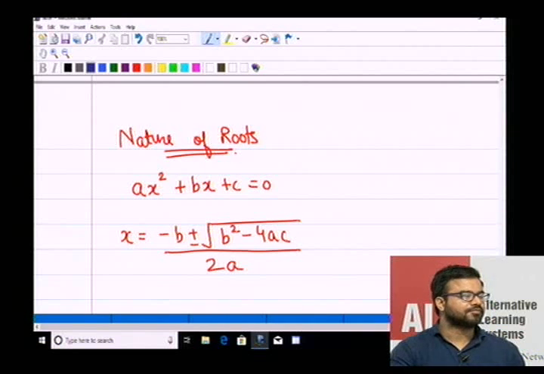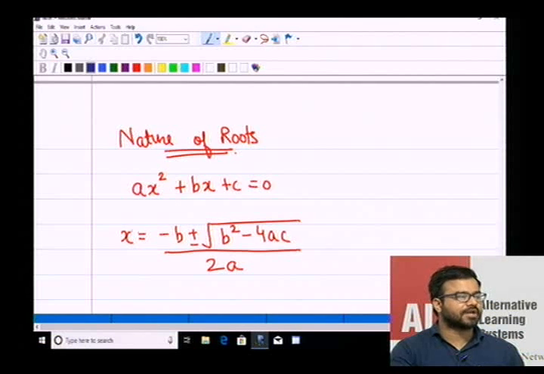Okay. So this is the quadratic equation and this is the quadratic formula. x is equal to minus b.